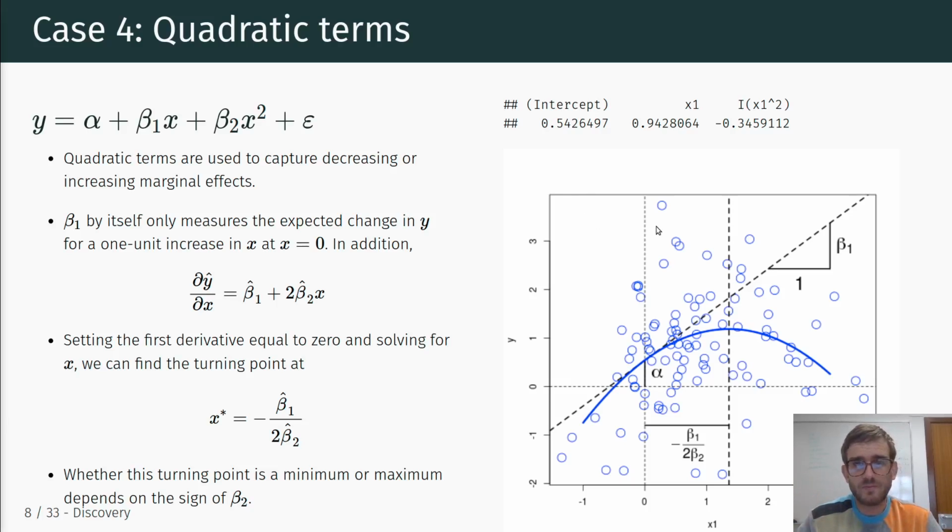Okay, so as we see, quadratic terms are extremely useful, but they make interpretation of those individual coefficients a lot more challenging, a lot more difficult, and so plotting those and visualizing what is going on is often extremely helpful.